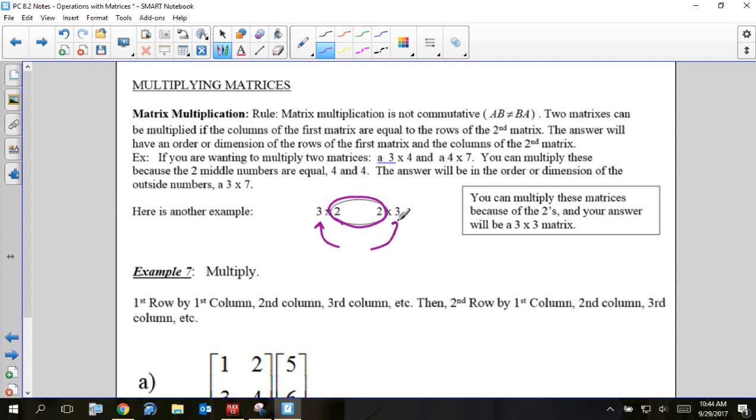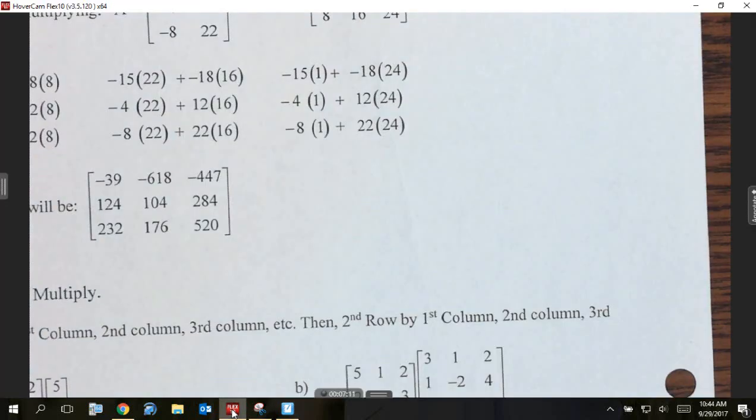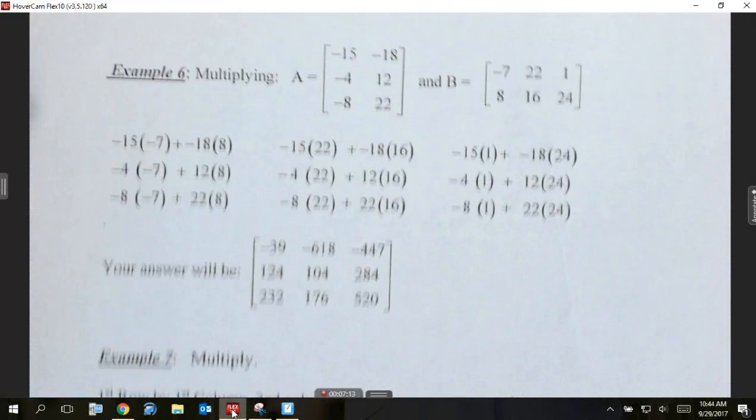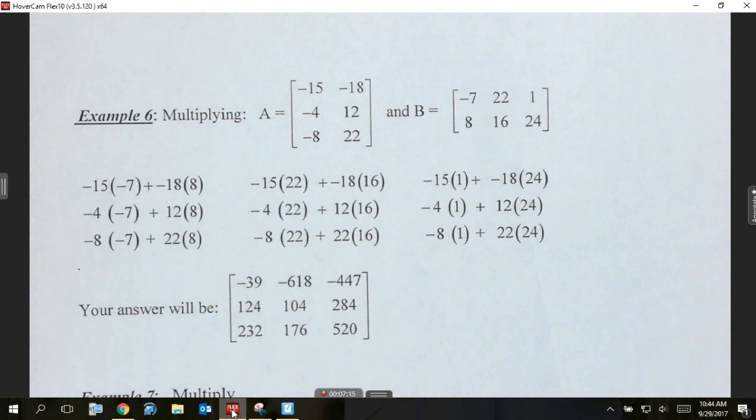These numbers are also important because the numbers on the outside tell you what your answer matrix is going to be. So when I multiply a 3 by 2 times a 2 by 3, I will get a 3 by 3 matrix. And then if you look at example 6 on the back of the paper, that one is already done all the way. It's multiplied all the way out. They've showed the steps, which I'm going to walk you through on 2 more examples. But you'll see that this is the 3 by 2 and the 2 by 3, and when we're done, we get a 3 by 3.